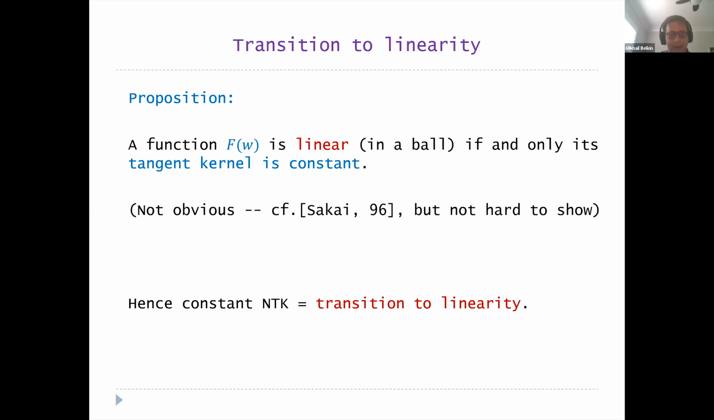So what is happening here? First, let me observe the following: a function is linear in a ball if and only if the tangent kernel is constant. Notice that this is not an obvious thing. You may say, oh, well, it's a derivative. It's not quite the derivative. So let's think about a function of one variable. Then the tangent kernel is the norm of the gradient.